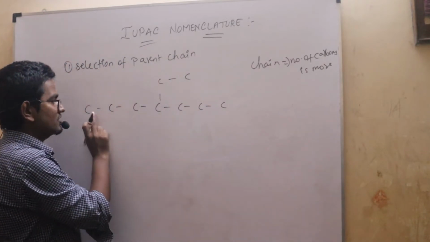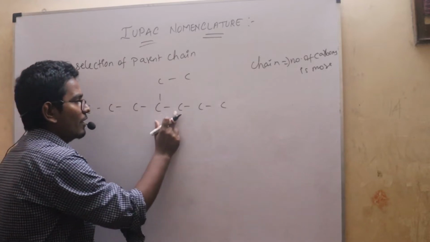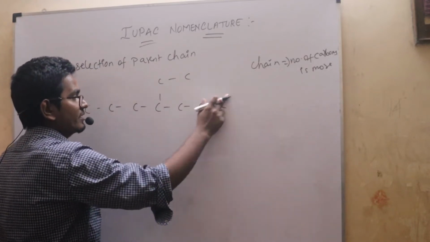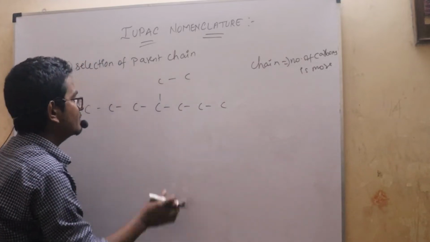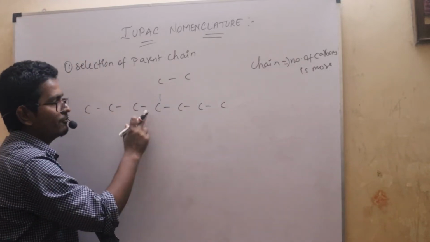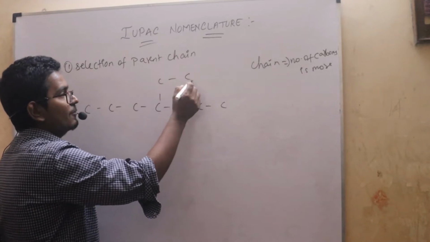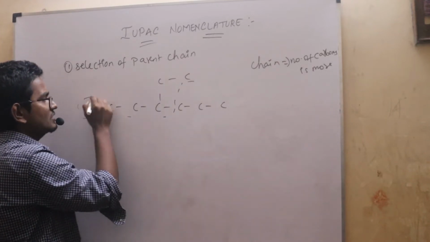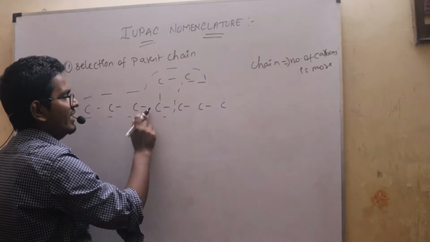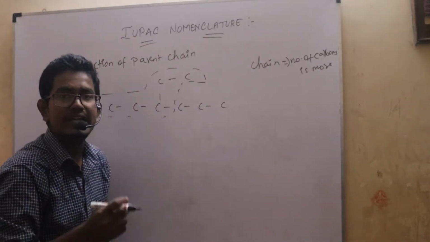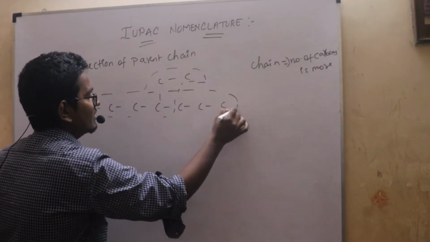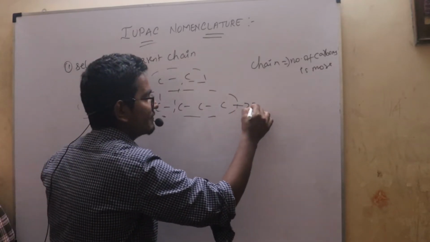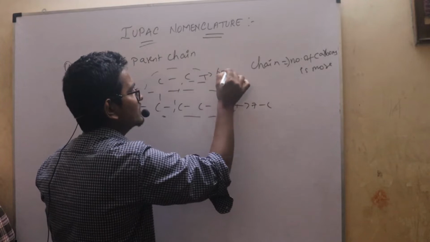For example, the first chain which I am choosing is 1, 2, 3, 4, 5, 6, 7. It is a 7-carbon chain. If I take this other one, 1, 2, 3, 4, 5, 6, then in this chain I get only 6 carbons. But in this long chain I get 7 carbons, and in this chain I get 6 carbons.